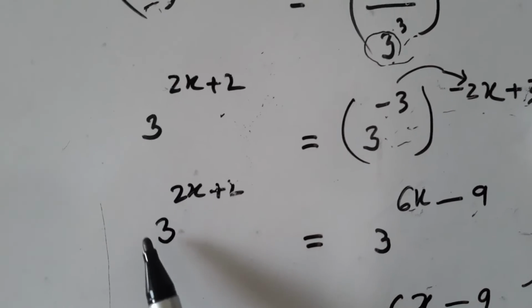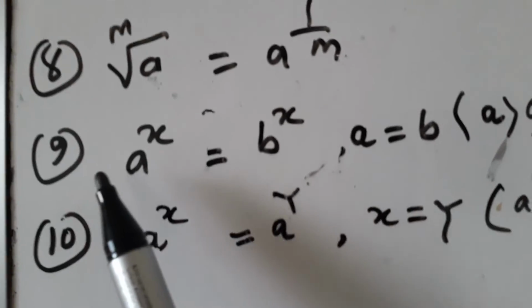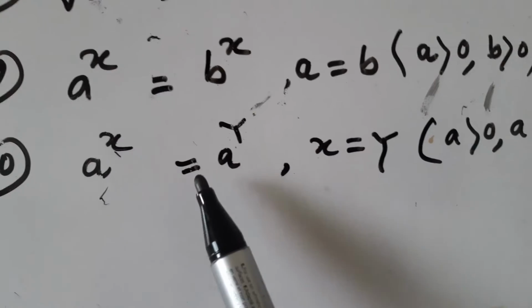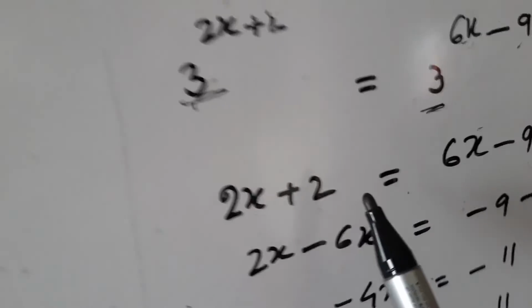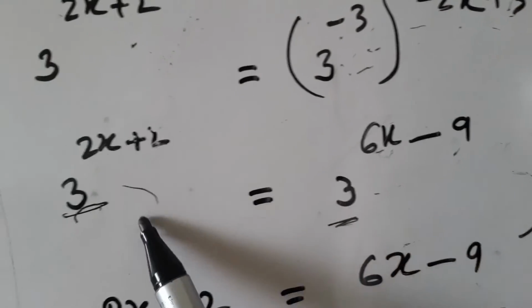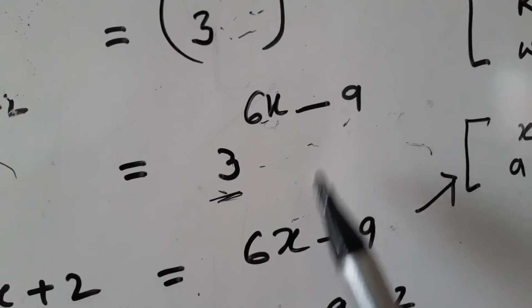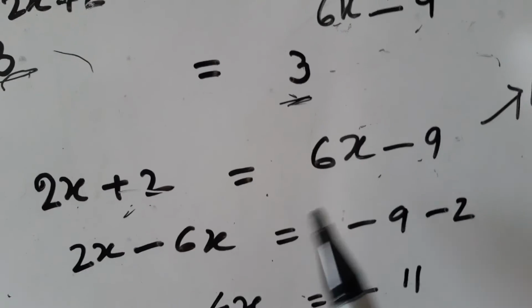In the equation, the base is 3, here is also 3. So this is our formula that says when the base is equal, like a to the power x is equal to a to the power y, then x is equal to y. Similarly here we are getting that on both sides the base is same, so we can write down 2x plus 2 is equal to 6x plus 9, meaning both the powers we can now write as equal.